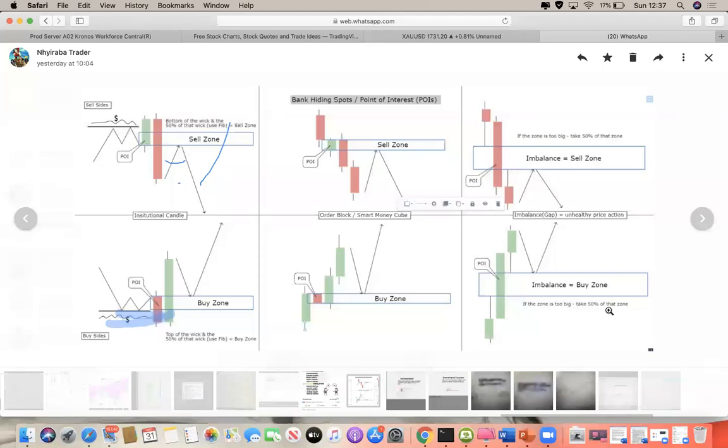So essentially, this can be used as a scalping strategy. Yes, it can be used as a scalping strategy if you know the direction big banks are moving price towards. You can catch at least 10 pips from every single gap you're entering.